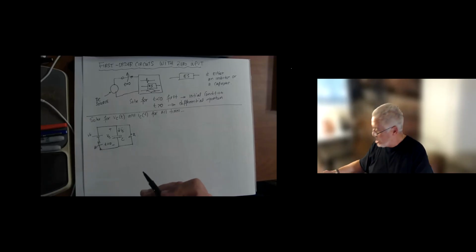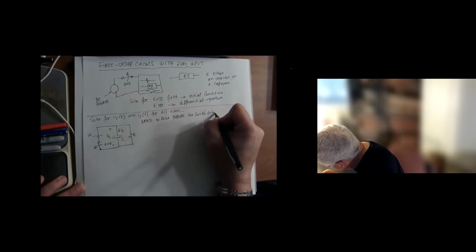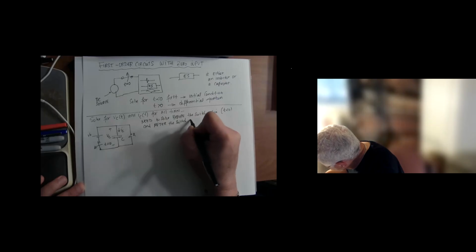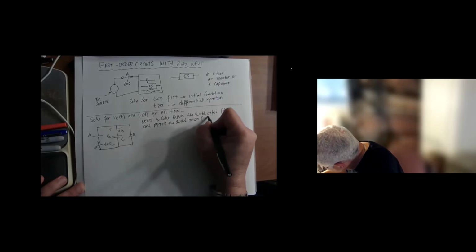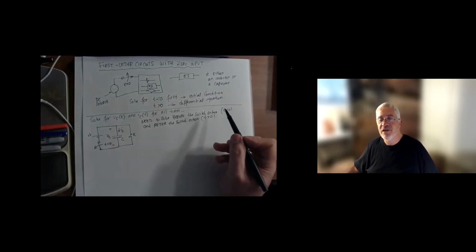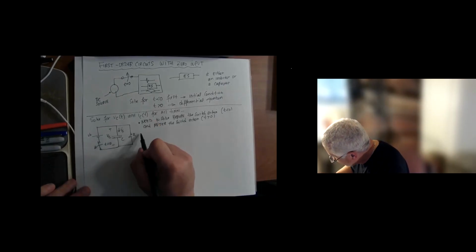So whenever you see that, you need to solve before the switch action, in this particular case t less than 0, and after the switch action, in this particular case t greater than 0. So we have two circuits we're going to solve. We're going to solve the circuit for t less than 0, and we're going to solve the circuit for t greater than 0. That's the first point that's really important.